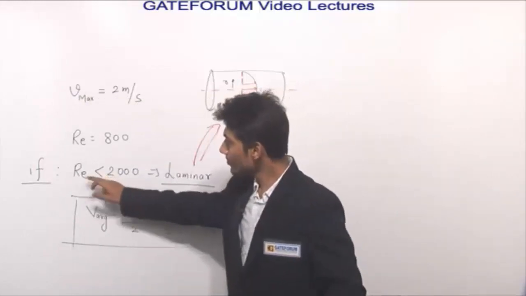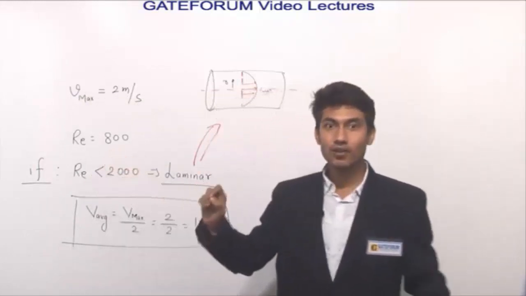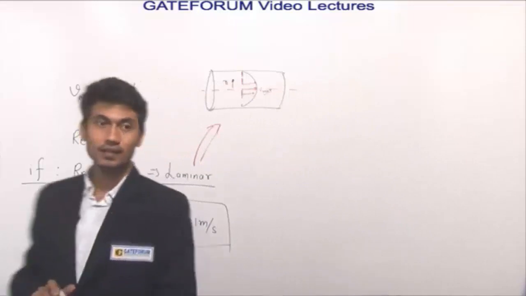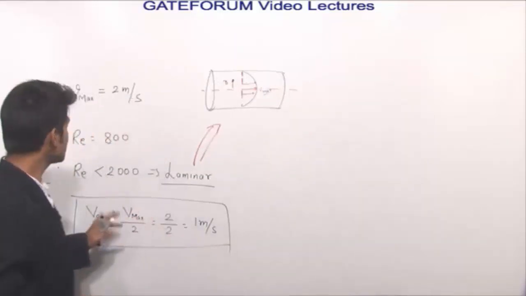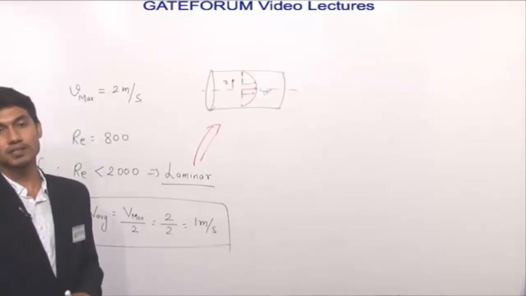But if you are not getting the meaning of Reynolds number in this question, then you won't be able to calculate 1 meter per second. So the final answer is 1 meter per second. Option is C.